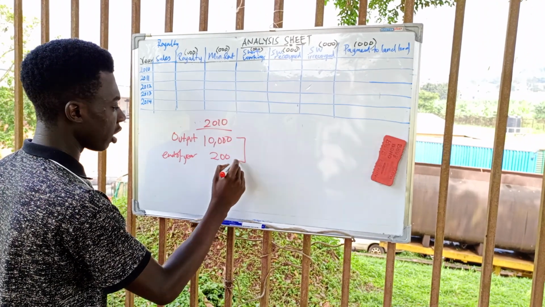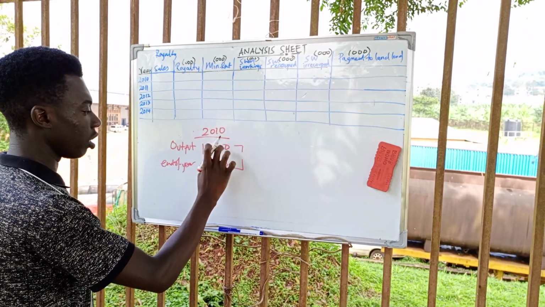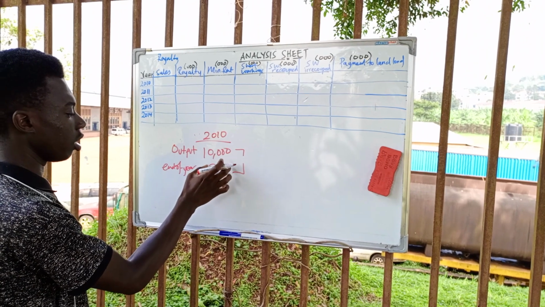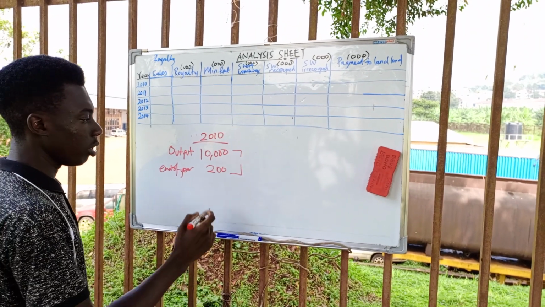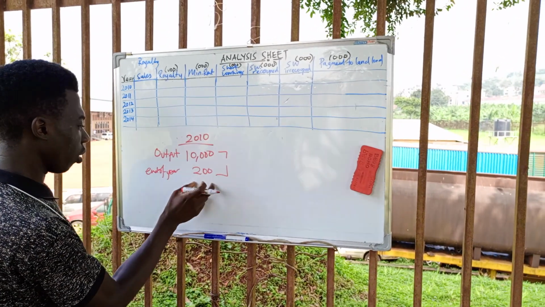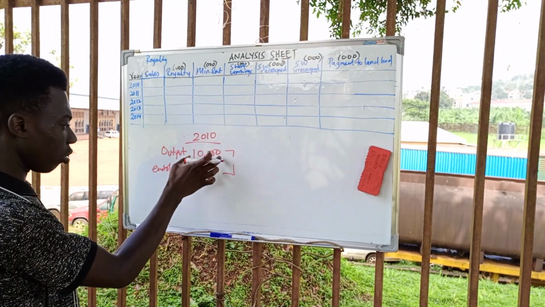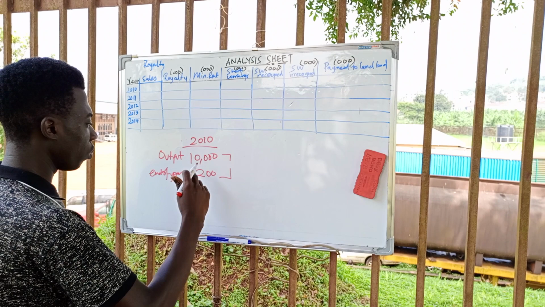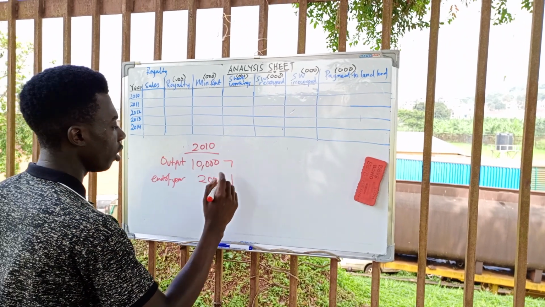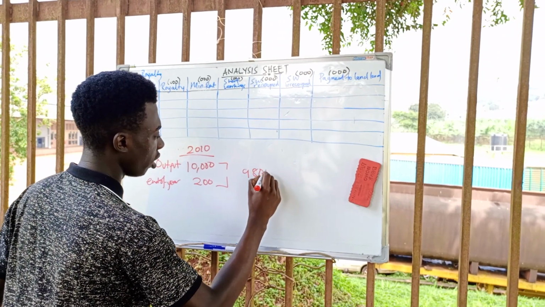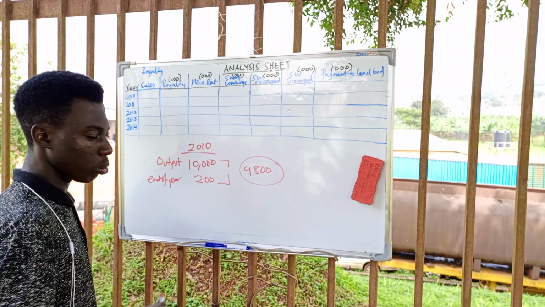Meaning the balance, the difference, the units that are not in the closing stock, must have been sold. So we get 10,000 minus the closing balance to get the units that were sold, because they are not part of our closing stock. The total output we produce is 10,000. So 10,000 minus 200, you get 9,800. This gives us the units that were sold.